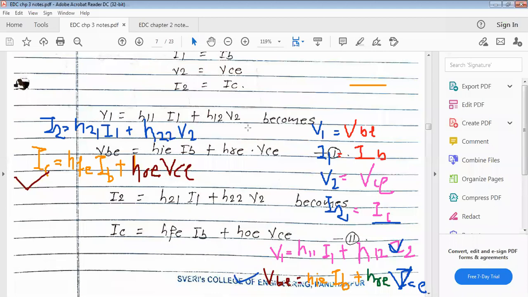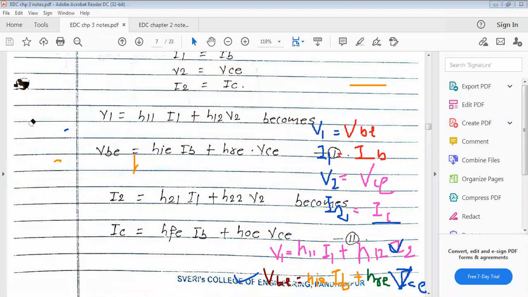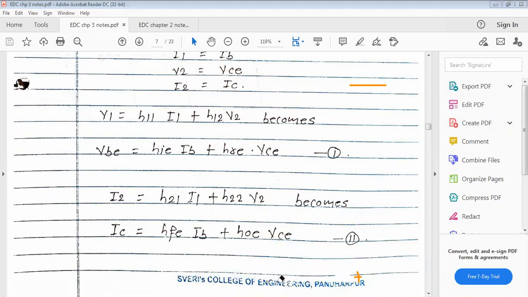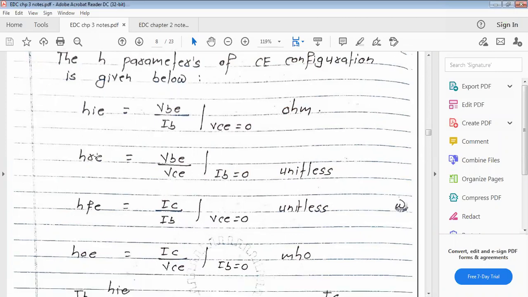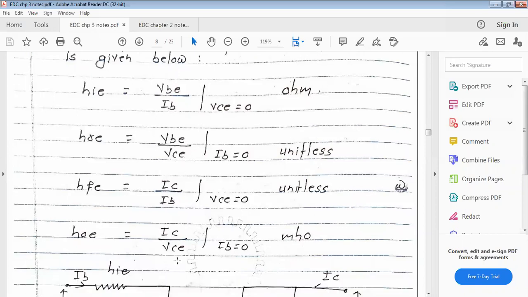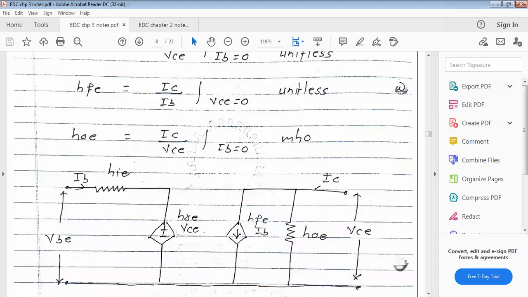Similarly, can you tell me the equations for common base and common collector? Yes. So see here, as it is for common emitter, for common base you have to first find out the diagram for the common base. Once we write the equation, we have to also mention the HIE, HRE, HFE, and HOE values: VB upon IB, VB upon IC, IC upon IB, and IC upon VC. And so we have to write its equivalent format.